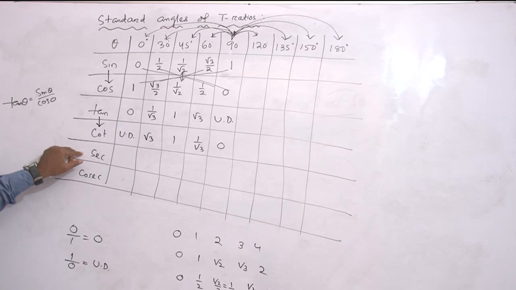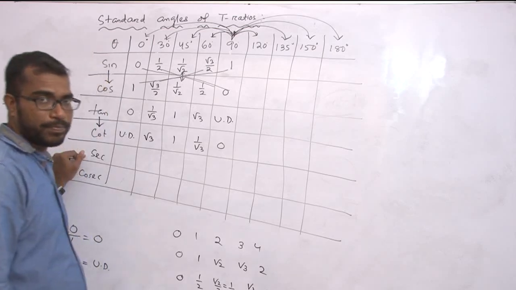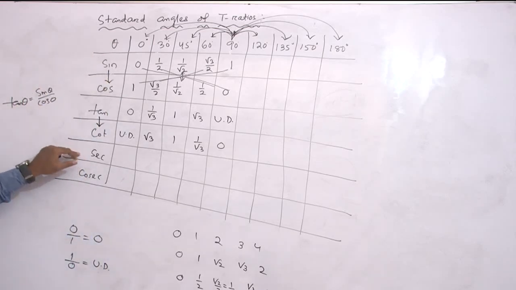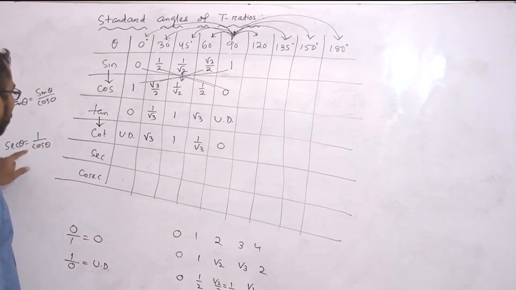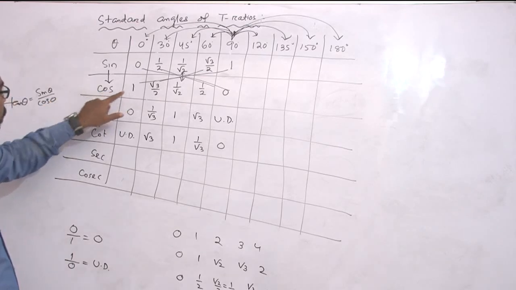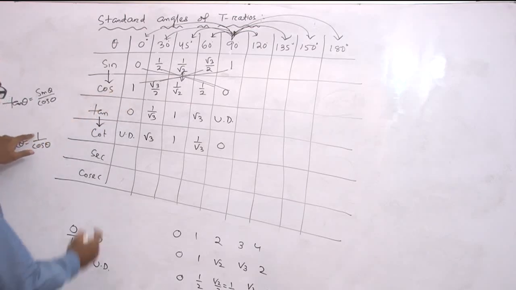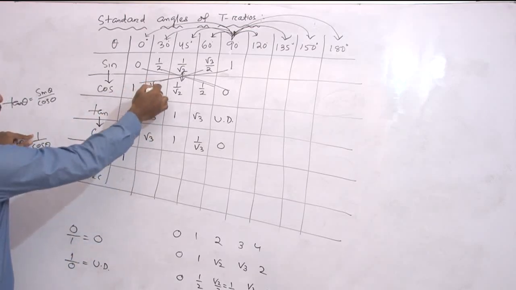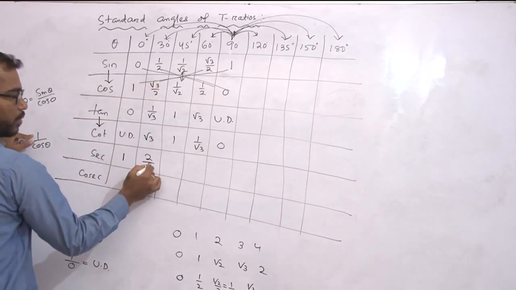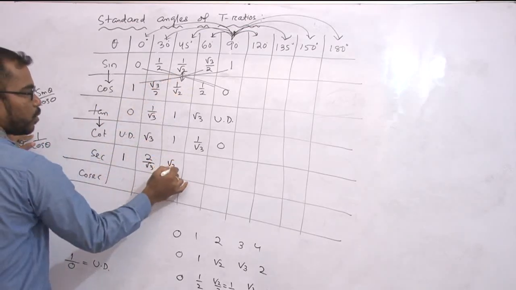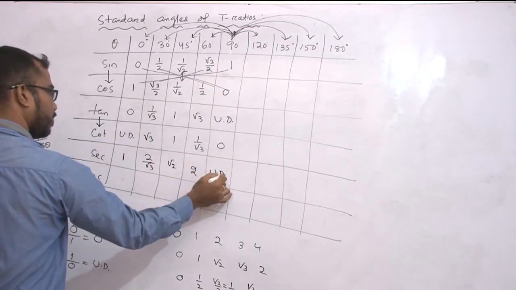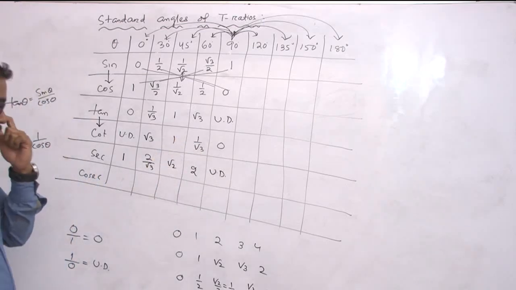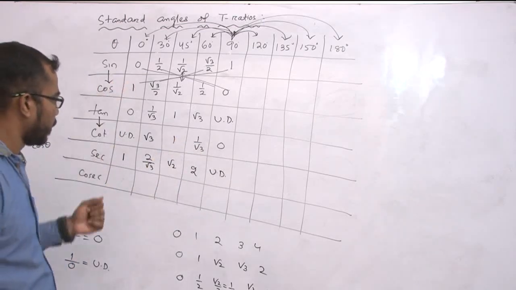Similarly, we have to write the values of sec. So, how to write sec? Sec is the reciprocal of cos. Sec theta is equal to 1 by cos theta. So, what is the value of cos? That value is cos 0 is 1. So, 1 by 1, that is 1. 1 by root 3 by 2, that is 2 by root 3. 1 by 1 by root 2, that is root 2. 1 by 1 by 2, that is 2. 1 by 0, that is undefined. So, this is the value of sec.